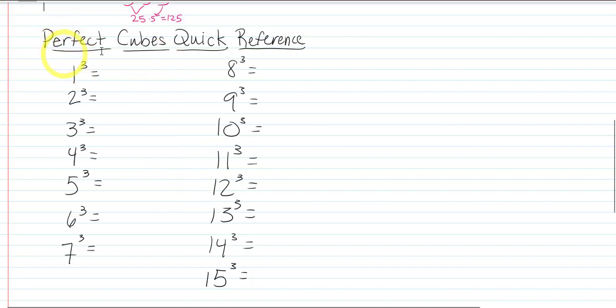We're going to do a quick reference guide for the perfect cubes from 1 only through 15. We're not going to go all the way to 20. 1 through 15 should be enough. Just remember that you're multiplying the number times itself 3 times. So 1 cubed is 1 times 1 times 1, which is going to be equal to 1. 2 cubed is 2 times 2 times 2. That's going to be equal to 8. So just remember you're multiplying it 3 times. Use your calculator to make sure that your quick reference guide answers are correct so they can help you.